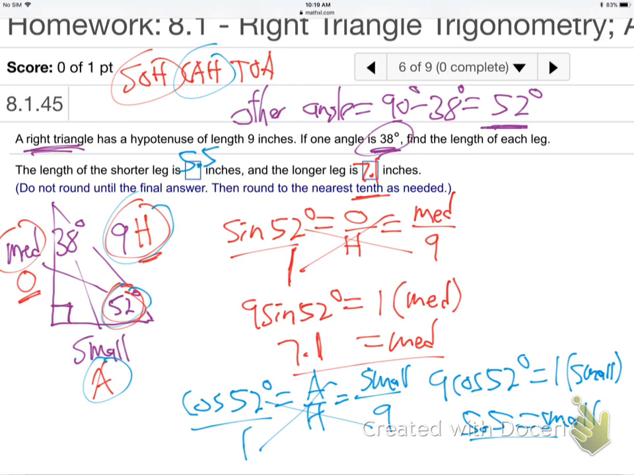Now you could have used the 38-degree angle and done different trig functions, and that would have been fine as well. Those are the answers you should get however you do it. 5.5 for the small one, 7.1 for the bigger one. Is that good? Questions on doing that?